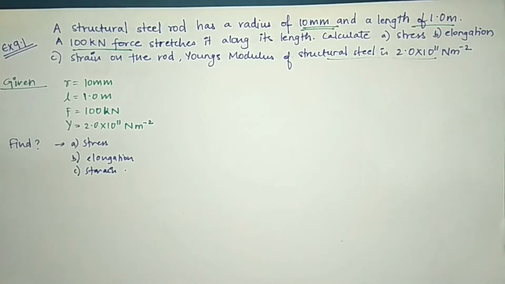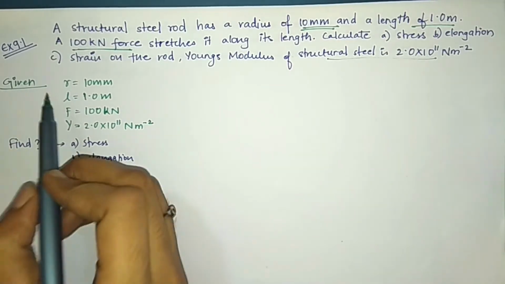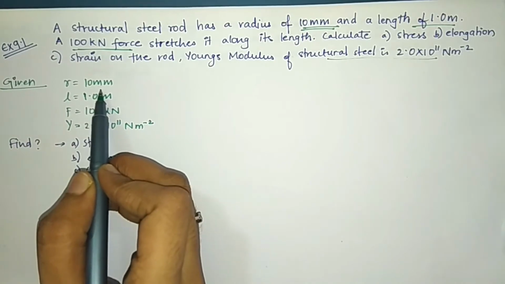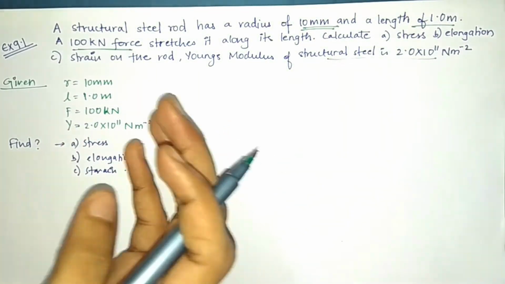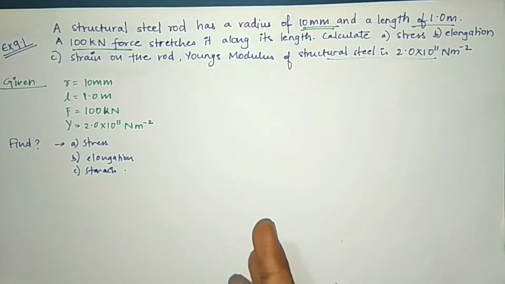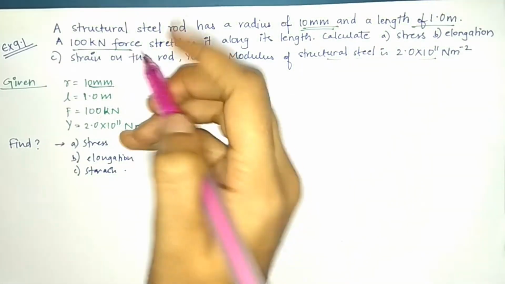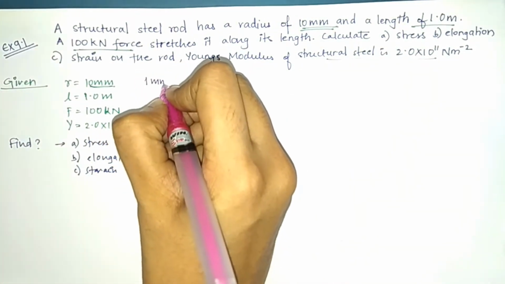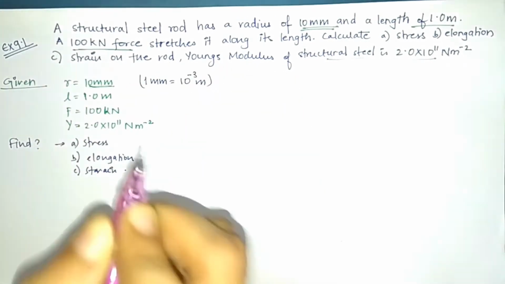First I would like to convert the given quantities into SI units. For example, here radius is given in 10 millimeters. While solving, it's better to have every quantity in SI units so that you can proceed faster rather than converting the units in between. So we'll convert the 10 millimeter first. We have to know that 1 millimeter is 10^-3 meter.